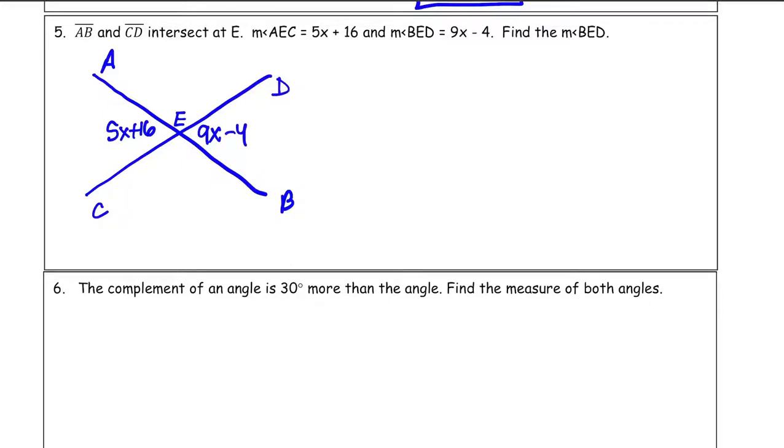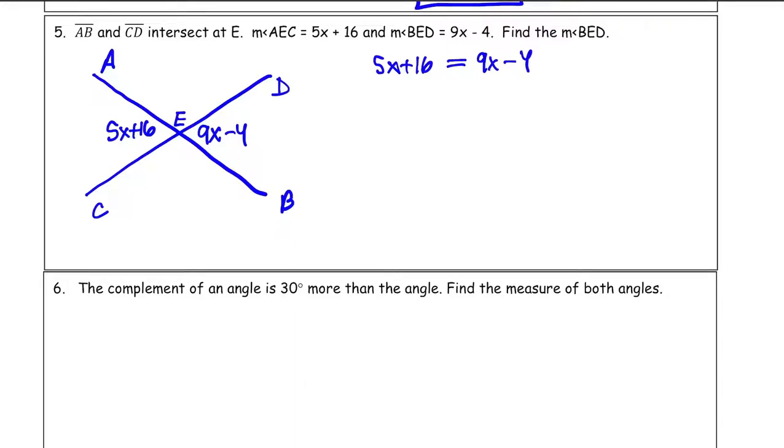Now, like I said, your diagram might look a little bit different than mine. It might be rotated or flipped, but regardless, these two should be across from each other, not next to each other. So if you label it correctly, these two are across from each other. They might be here and here, or they might be flipped, but they're across from each other. They're called vertical angles, and they are equal. Here's your equation. 5x plus 16 equals 9x minus 4.